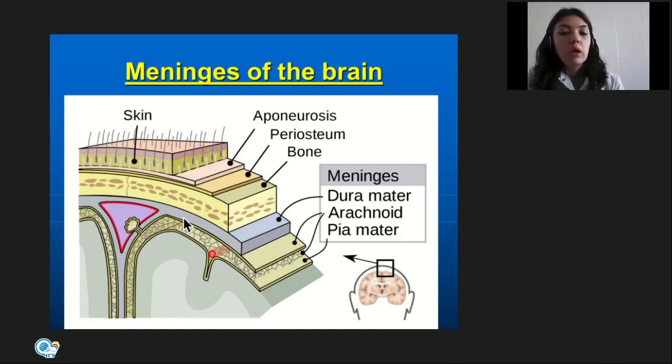So dura mater is the thickest membrane of the meninges of the brain. It performs a protective function, and also between two layers of the dura mater there are venous sinuses, cavities like canals through which venous blood outflows from the brain. This is an additional function of dura mater that was not present in dura mater of the spinal cord. Arachnoid mater is beneath the dura mater, and pia mater is the innermost.